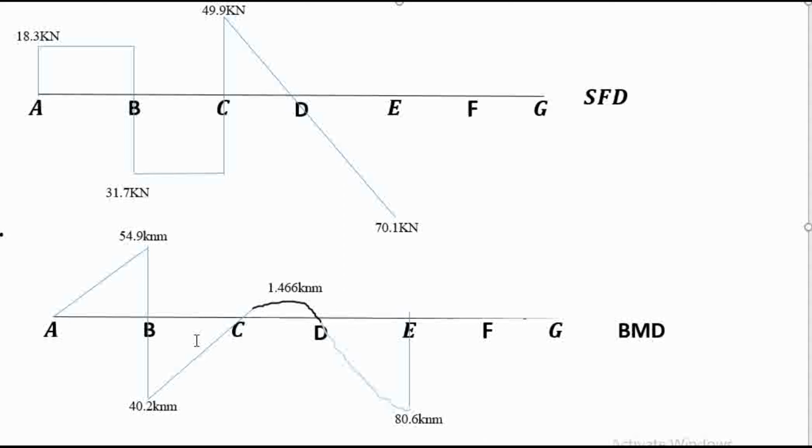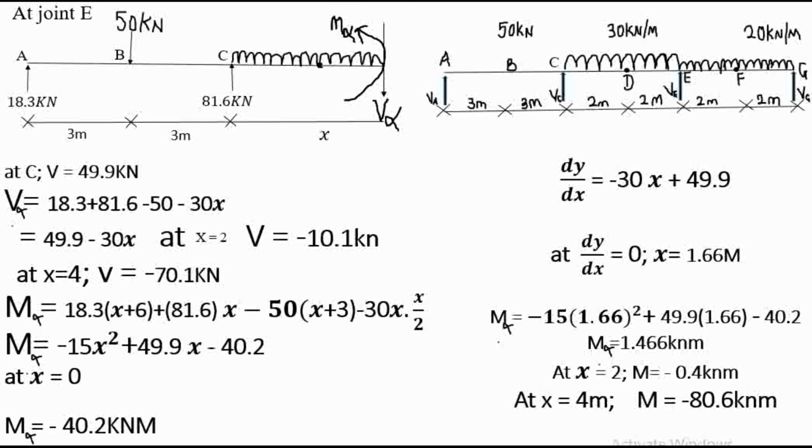Label the values of your moment at different points. Here we got 54.9 kilonewton meter. Here we got 42.2 kilonewton meter. Remember, it was negative, that is why it's downward. Then here we have the turning point to be 1.466 kilonewton meter. At this support we got 80.6 kilonewton meter. Now let's continue the expression to get the remaining side. Remember, we are done with joint E.